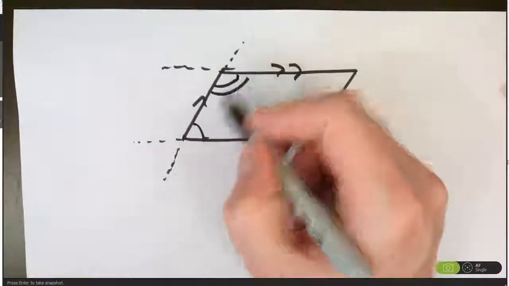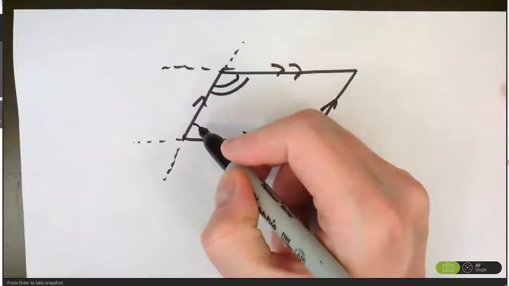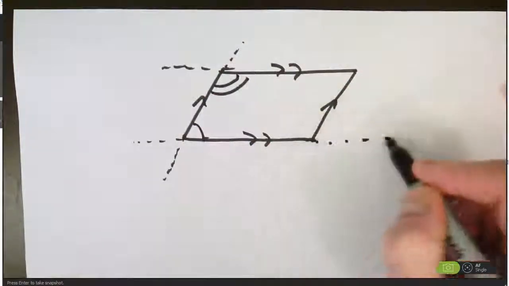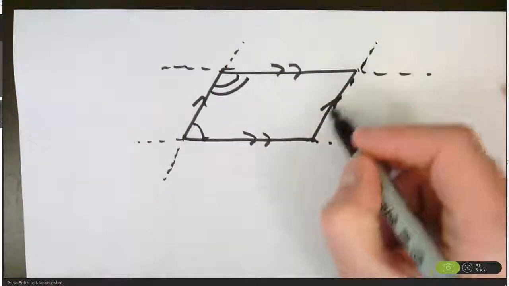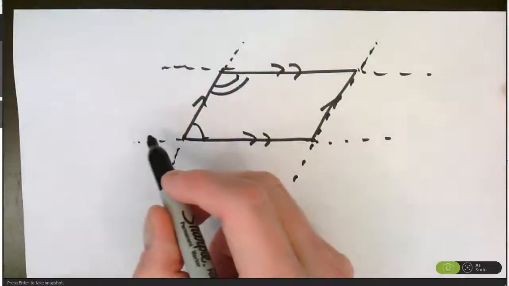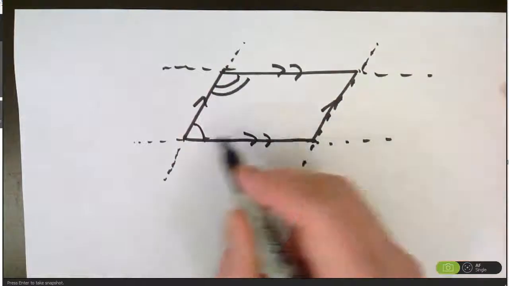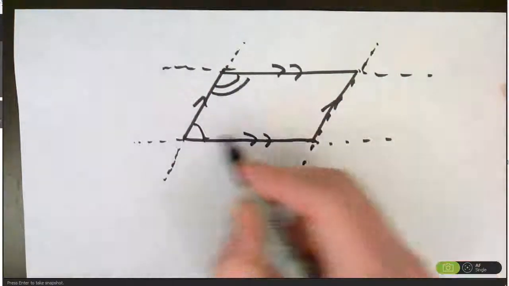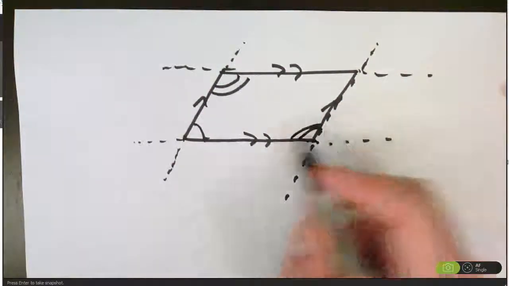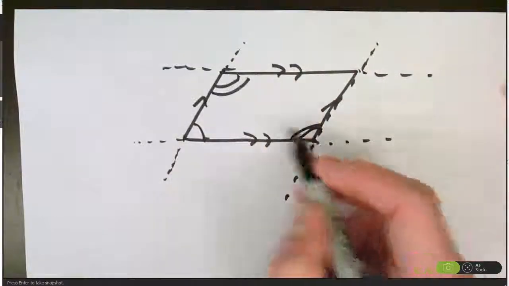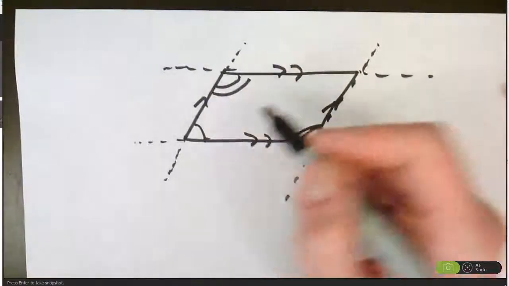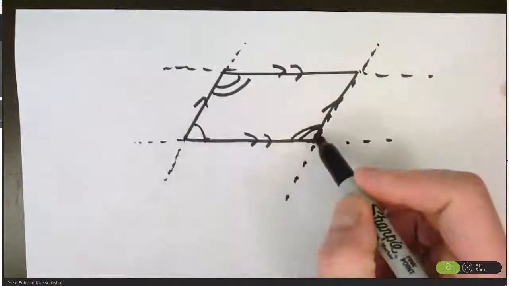Consecutive interior angles aren't congruent, but they are supplementary. And then if you think of this, again, as these two lines are parallel, with this transversal here, guess what? These are a pair of consecutive interior angles as well. They're also going to be supplementary. I think I said parallel last time, I meant supplementary. So supplementary here, supplementary here.